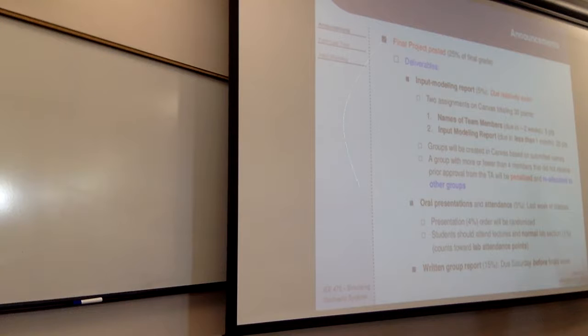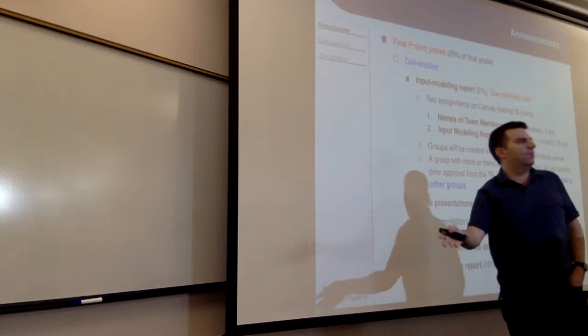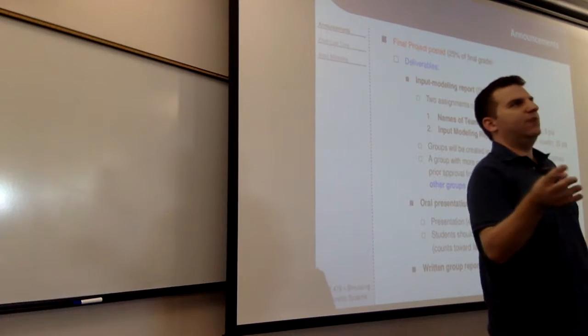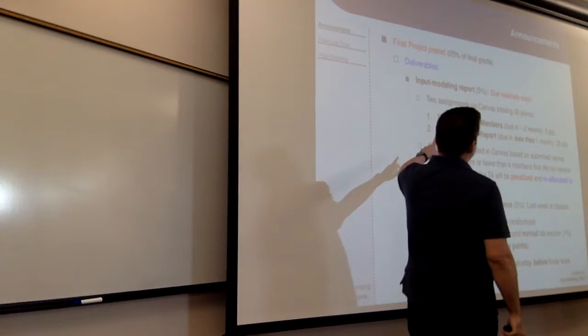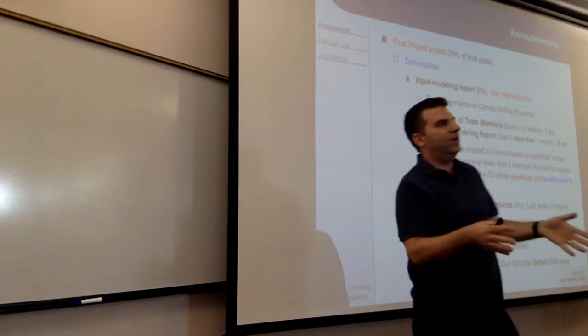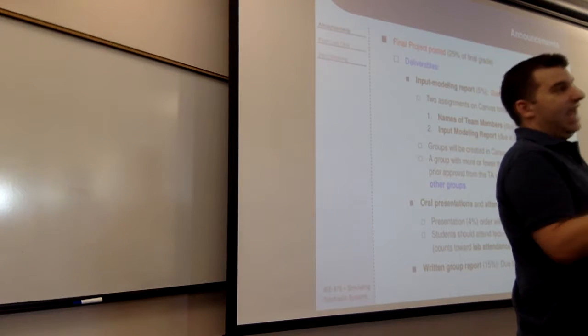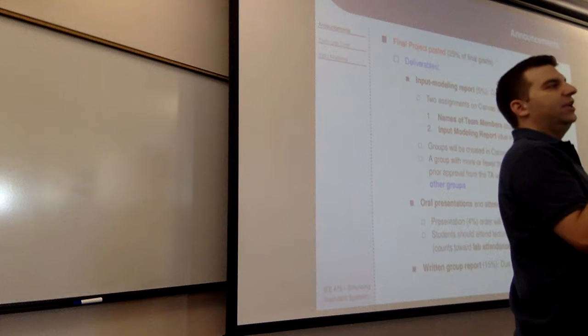The things that you'll be responsible for: the first thing is due in roughly 2 weeks. The precise due date is on Canvas. It's the names of your team members. So you have to form a team in roughly 2 to 2.5 weeks from now. There's an assignment on Canvas, like an online quiz, that you'll go into, and you put in the names of all 4 members in your group, including yours.